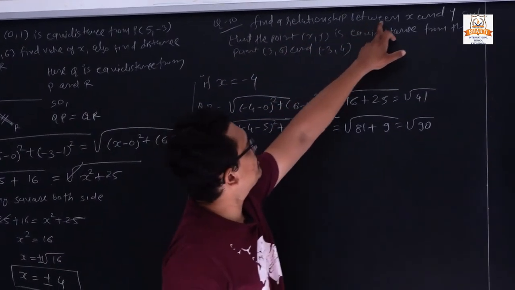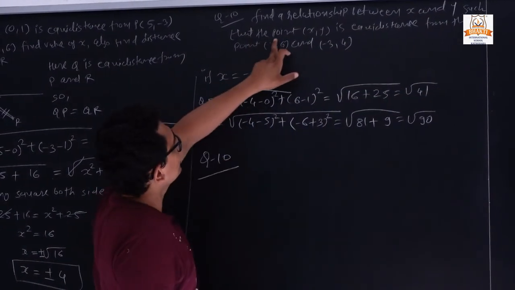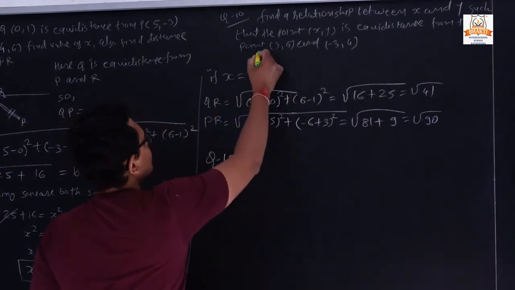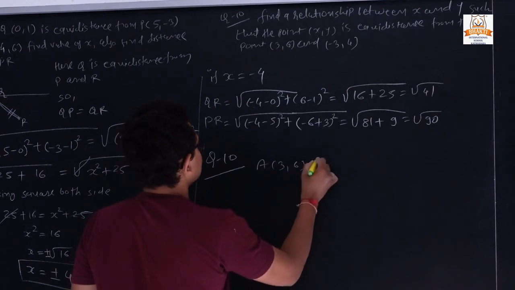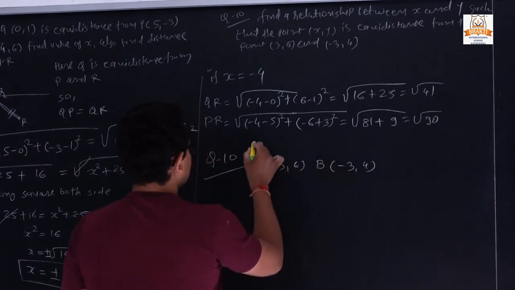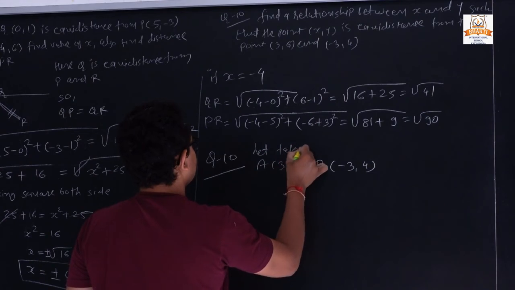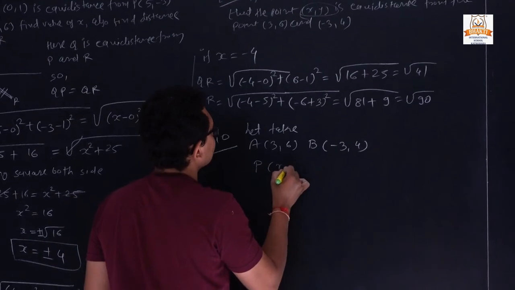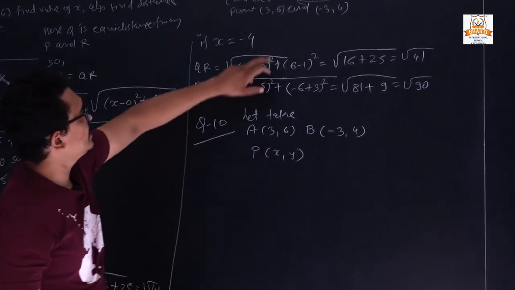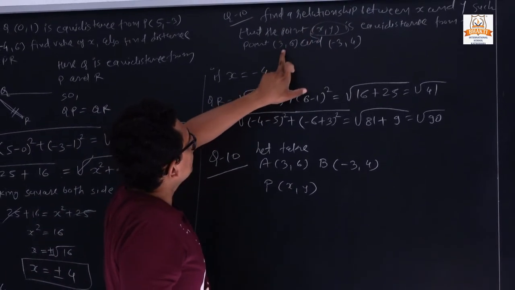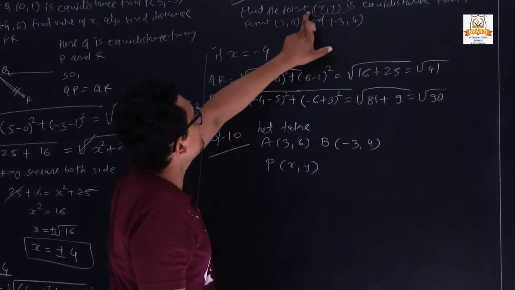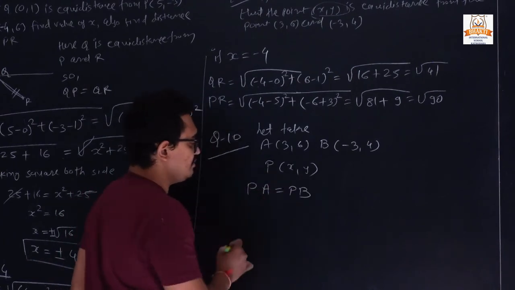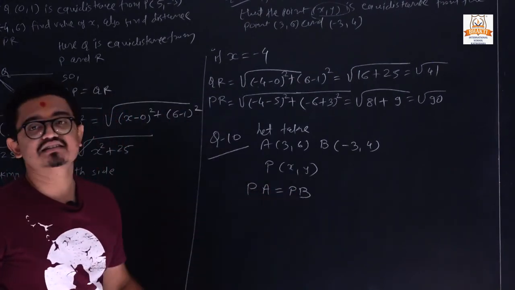Find the relationship between x and y such that the point x, y is equidistant from the points. It means we have 2 points, A is 3, 6 and B is, so we can write like that. Let's take A and B, and this is our point P. So they are saying that this point is equidistant from that and that point. It means PA is equal to PB. Here we can write PA is equal to PB, because P is equidistant from A as well as B.